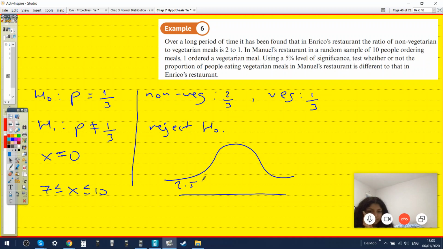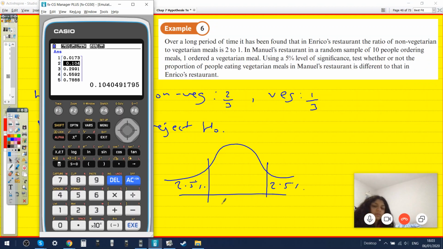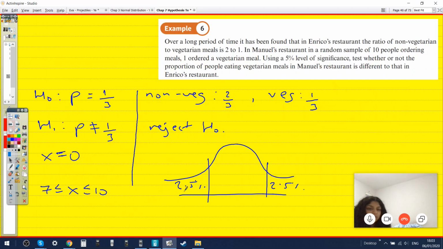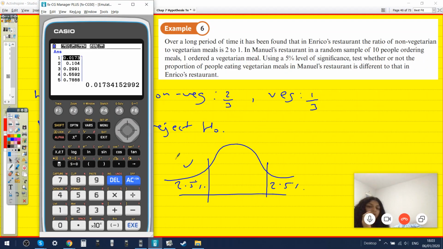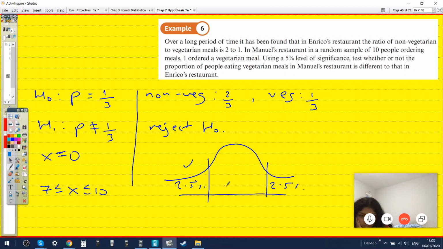So you've got 2.5% here, 2.5% here. Probability of x being 0 is 0.0173, so 1.7%. Is that in here? Yeah. Probability that x is 1 is 10%. And so is that in here? No. So x being 0 is in here, x being 1 is not. So it's not the first one that goes over then. So how do you find which one's the critical region?